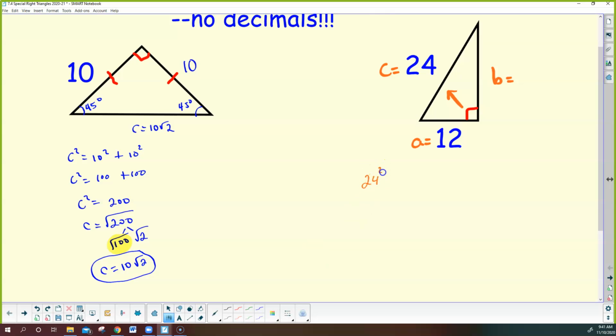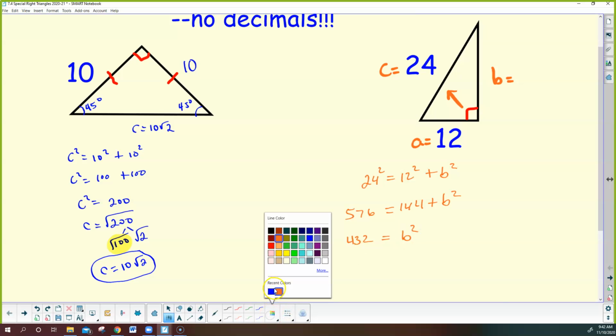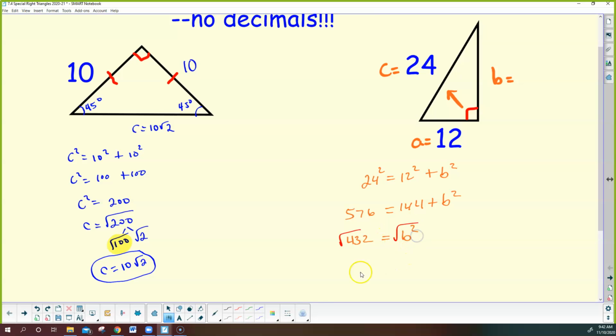So c squared is equal to a squared plus b squared. And I got to cheat and use my calculator. 24 squared is 576. And then we're going to subtract 144 from both sides. And I get 432 equals b squared. Then I have to get b by itself, so I'll take the square root of both sides.